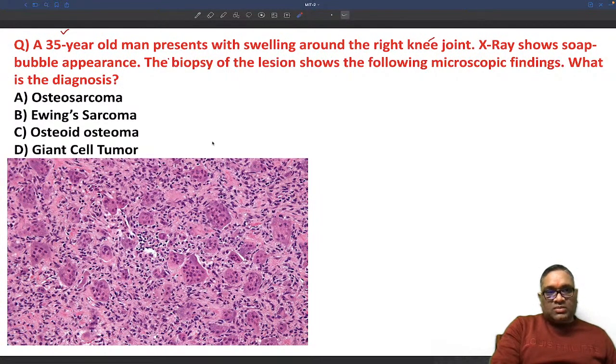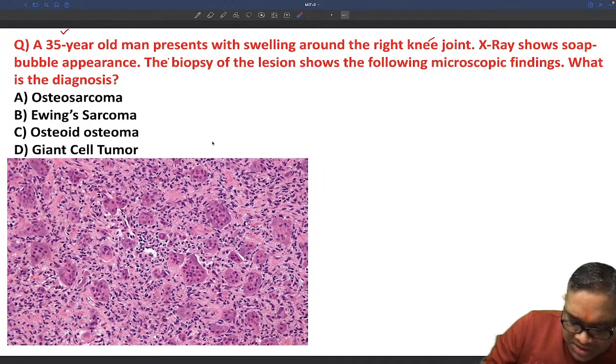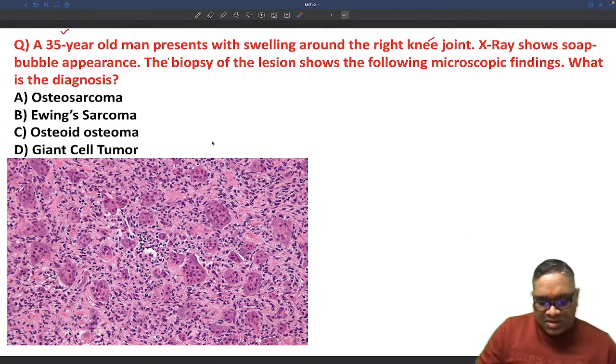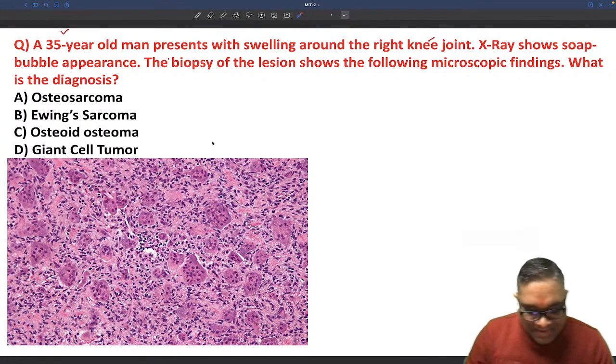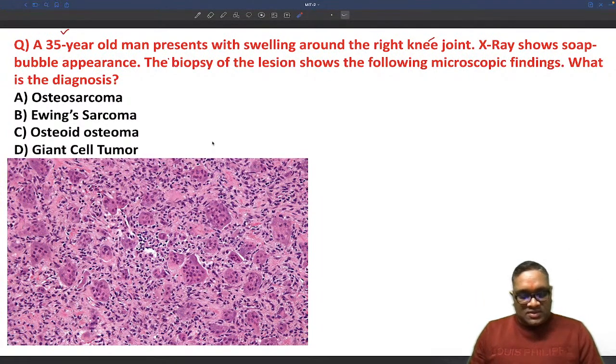No, it's not osteosarcoma. It's not Ewing sarcoma. So the first correct answer I got is from Pooja. Pooja, Lokesh. And now Prashant, you have modified your answer. I have seen it, right? But that's good, at least you modified it. So what is the answer here?